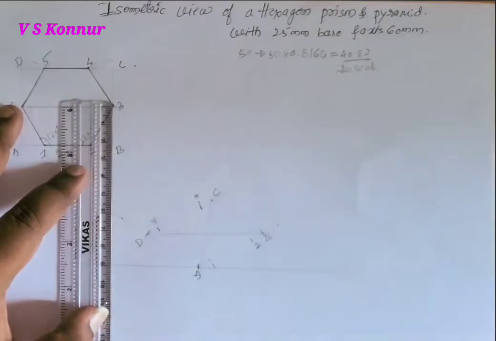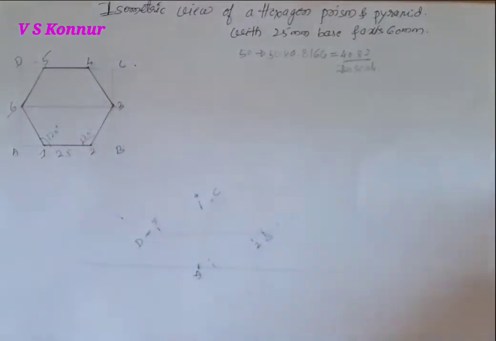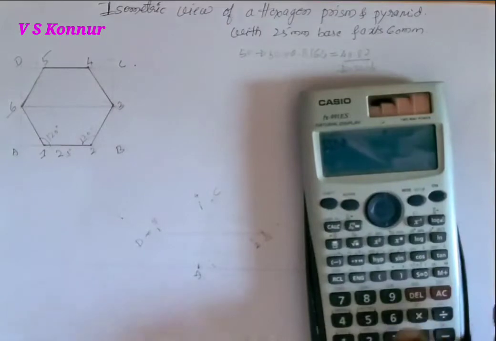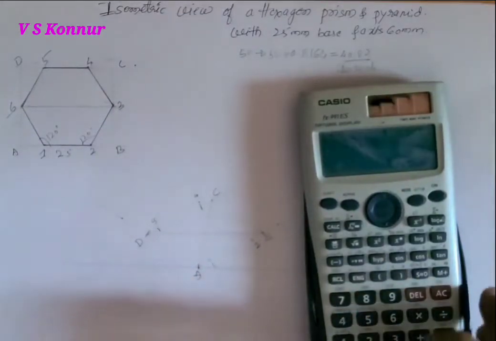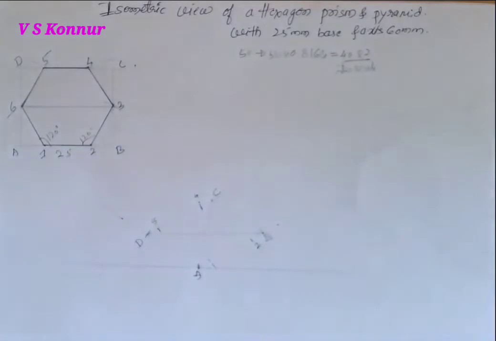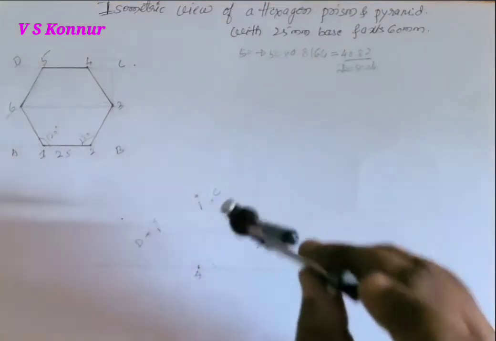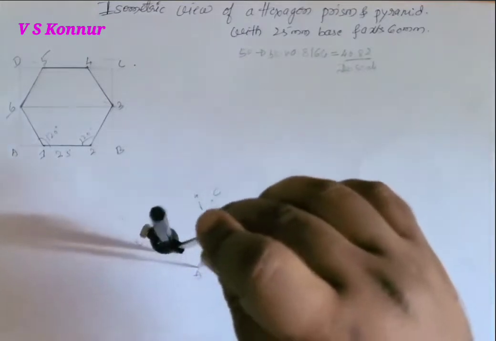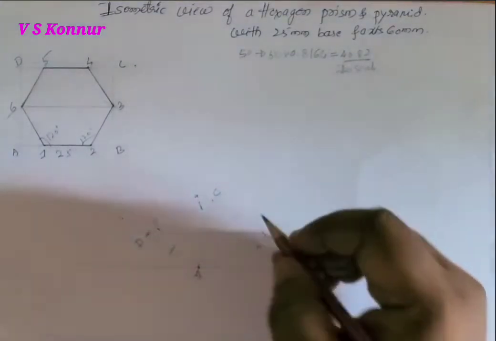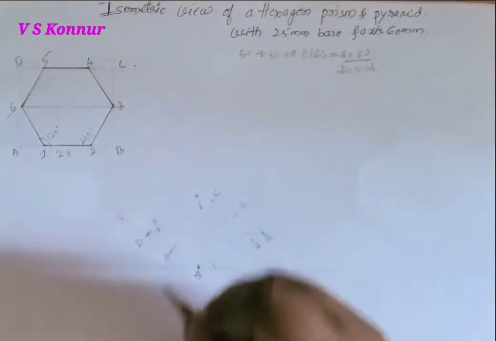So it is 22. So that 22 distance, 17.96, 18 is the distance. By divider take 18 mm. Then by keeping at B point, cut. So we'll get third point and sixth point.